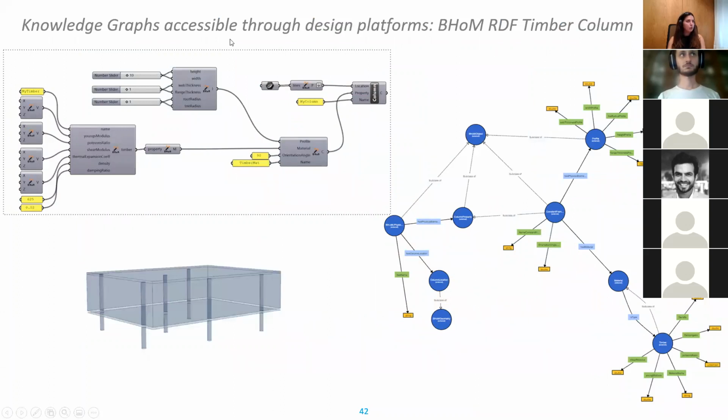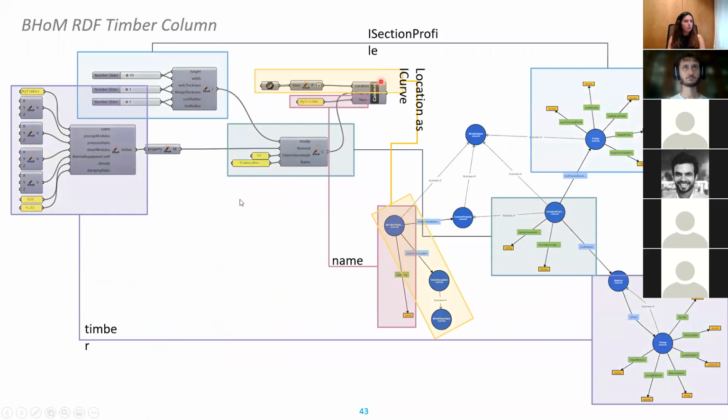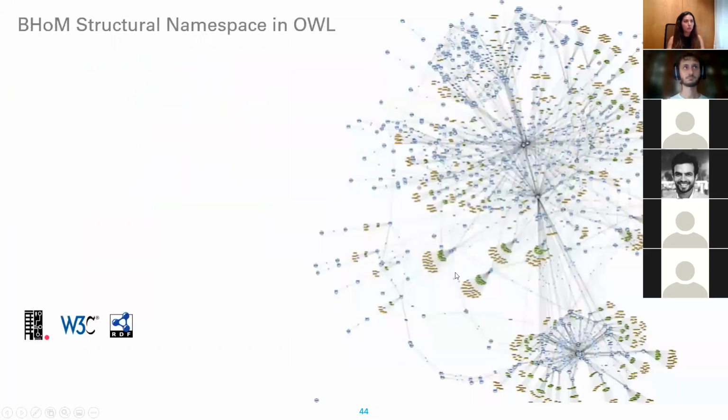So here we can see how knowledge graphs are accessible through design platforms. For example, here we modeled one timber column with BHoM, and here we have the graph of that same timber column. This is visualized using another tool, but the RDF graph that can be generated from this is the result. We can see this column here is this node here. Then we have the line, and in the graph we also have the line. Right now we have it encoded in the Turtle TTL format, which you will probably learn about during the BHoM lecture and the semantic web lecture.